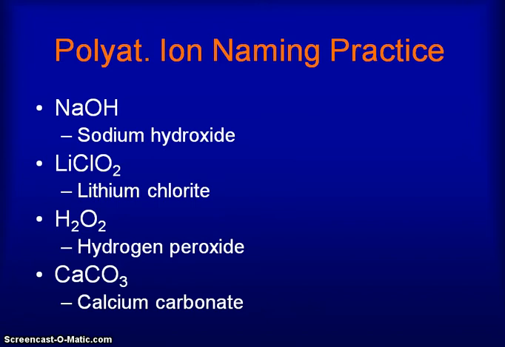Here are a couple more examples. NaOH. Na is sodium. OH with a 1- charge is hydroxide. So our compound is sodium hydroxide. LiClO2, well, Li is lithium, and then this is chlorite. H2O2, now this one's a little bit tricky. O2 with a 2- charge is the peroxide polyatomic ion, and H of course is hydrogen, so hydrogen peroxide. Then this last one here we have Ca, that's calcium, and CO3 with a 2- charge would be carbonate.